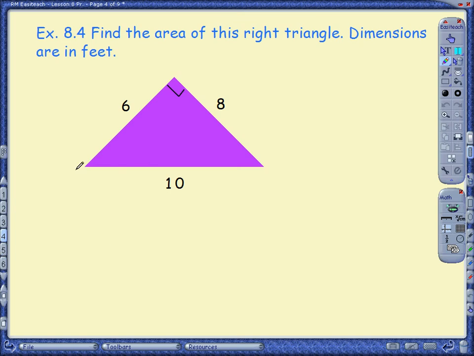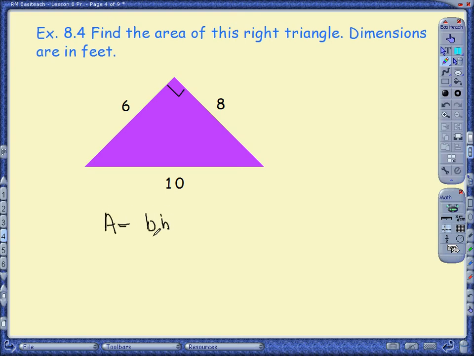Okay, this is trying to fool us. It's a right triangle. We can see that because of the little box here. So we're going to ignore the 10 because we know the base and the height are always connected to that little box in a right triangle.